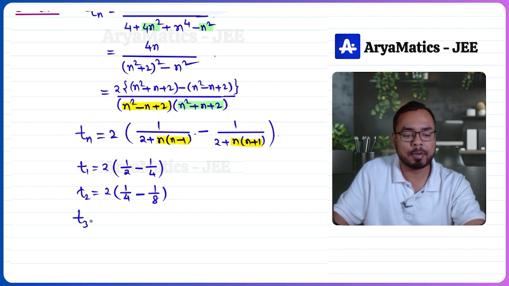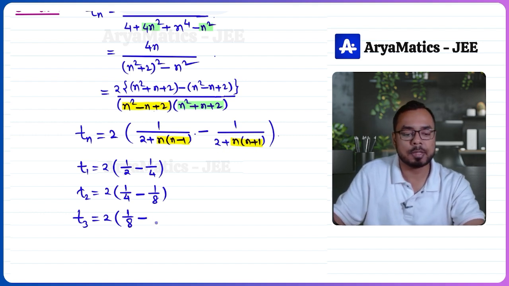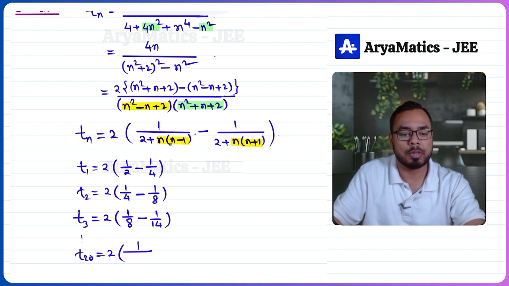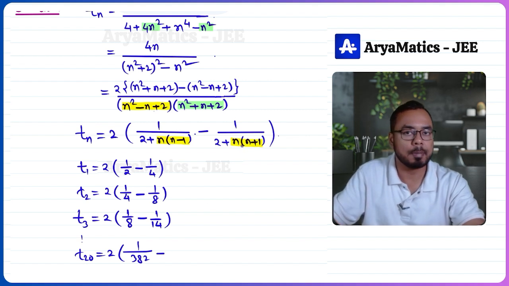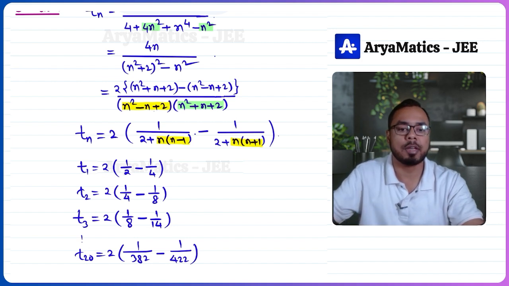Similarly, you can see the pattern here. If I write T3, this will become twice of 1 by 8 minus, and 3 into 4, 12 plus 2, that will be 14. And in this manner, if I write the 20th term, this will be twice of 1 by, and then 20 into 19, so that will be 380 plus 2, that is 382, minus, in place of n, if I write 20, then we have 20 into 21, so that will be 420 plus 2, 422. So these are the expressions for T1, T2 and so on.